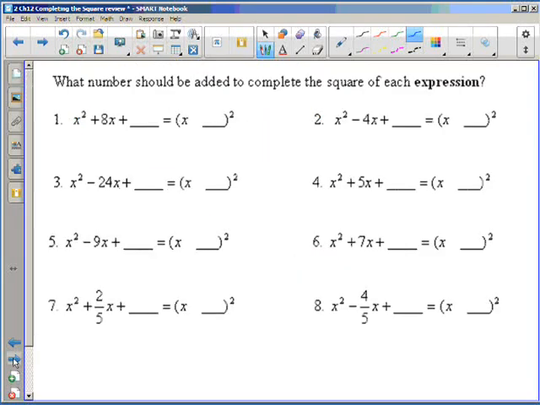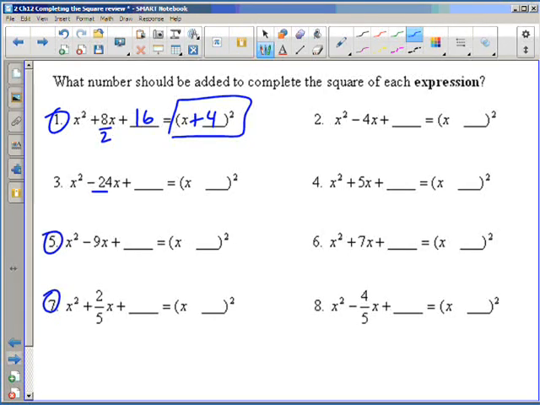All right. I'm not going to do all of these, but do 1, 5, and 7. See how that goes. Okay, half of 8 is 4. Squared is 16. That's a plus 4. And this is going to be our goal, is to create this perfect square. Half of negative 24 is minus 12. That means we needed to add a 144 to make a perfect square.